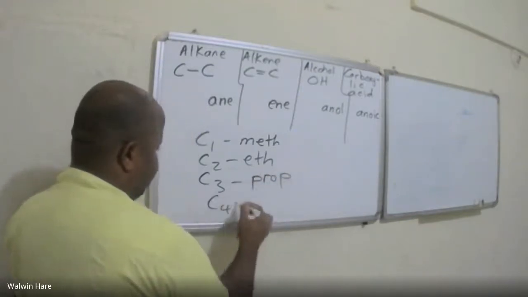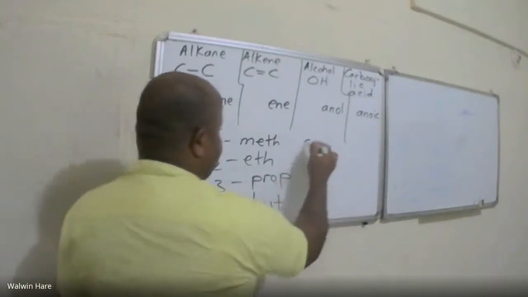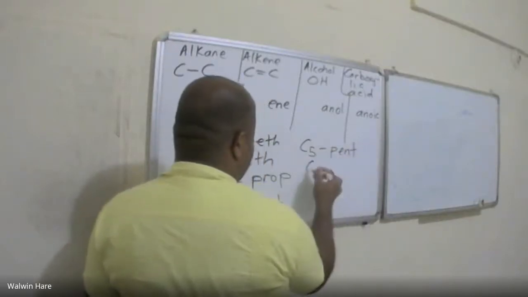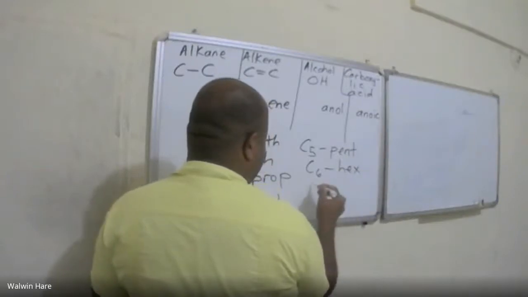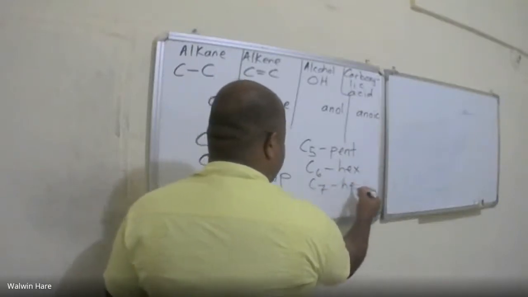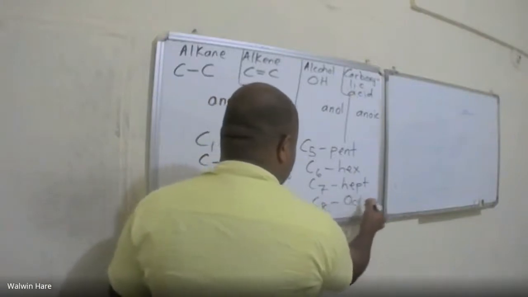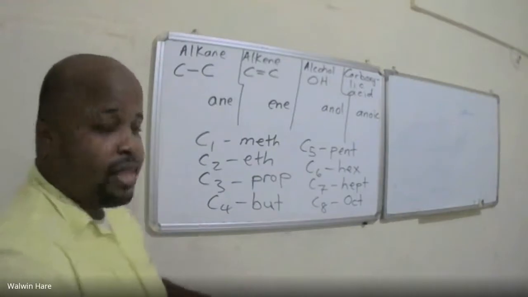Four carbon atoms, it's but. Five carbon atoms, it's pent. Six, hex. Seven is hept. And eight is oct. All right, so remember the names.